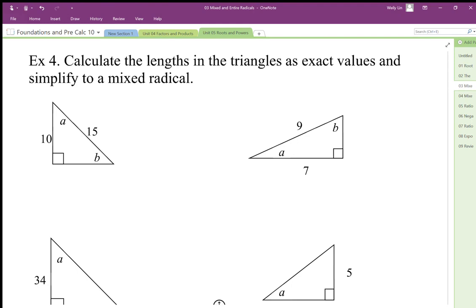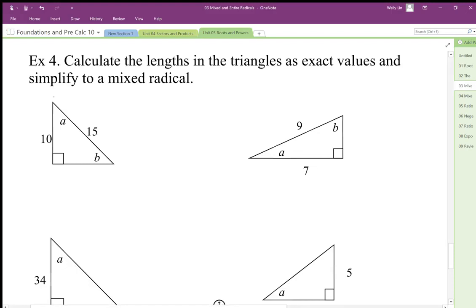So Pythagoras is a place where we use squares, and we often need to find lengths of the sides, which means we need to square root, because remember that square rooting is taking an area and finding the side length. So when we use Pythagoras, we often end up with radicals. So we can end up with some mixed radicals here.